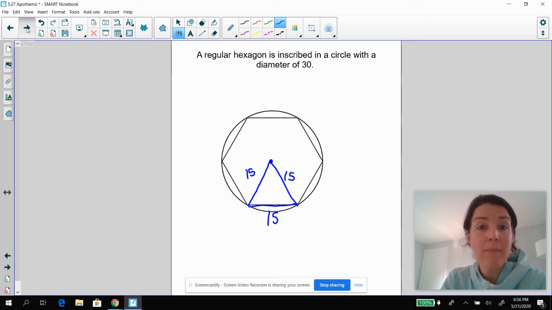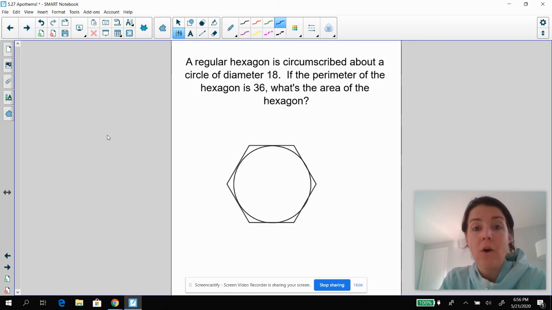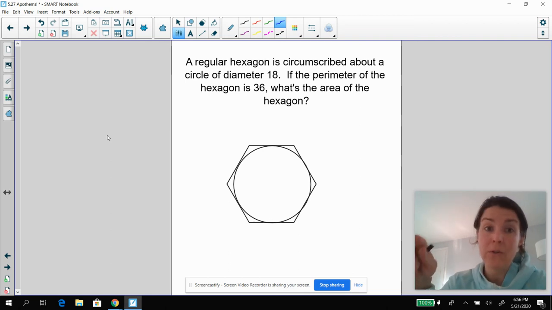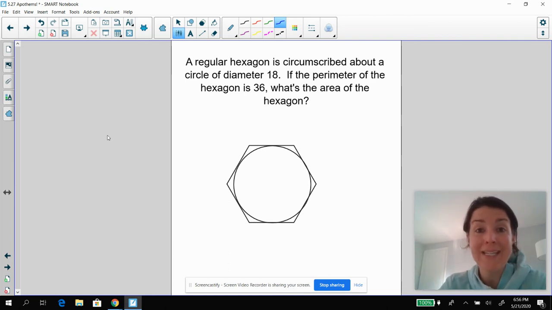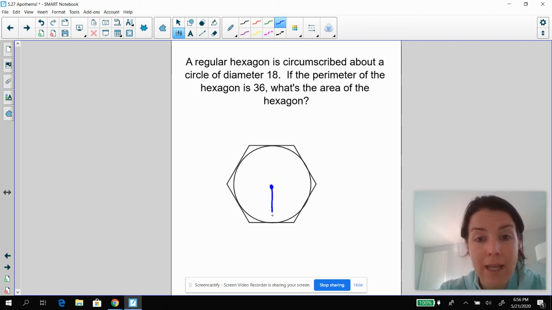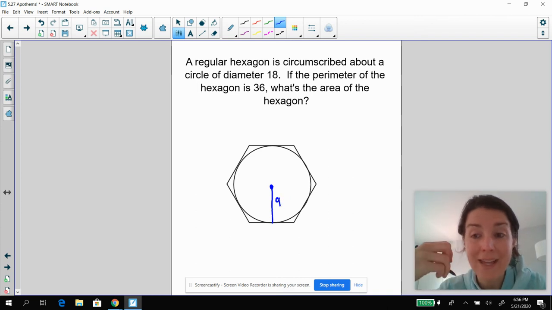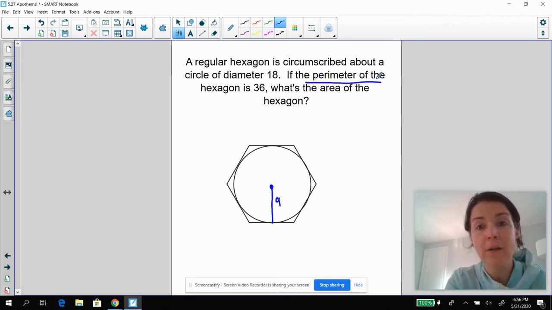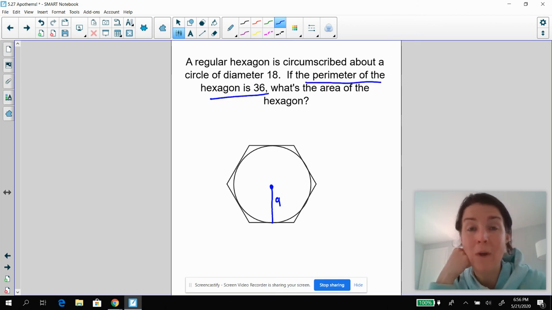And then last problem. So a regular hexagon now is circumscribed about a circle. So now I know my diameter is 18. So my radius is going to be 9. So here's my radius that's 9. And in this case, my radius is also going to be my apothem, which is kind of cool. I already know the perimeter of this hexagon. So it's just 1/2 my apothem times my perimeter.